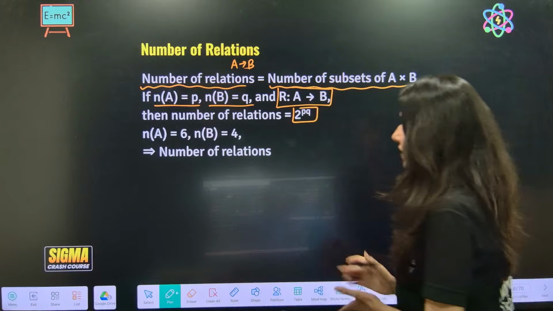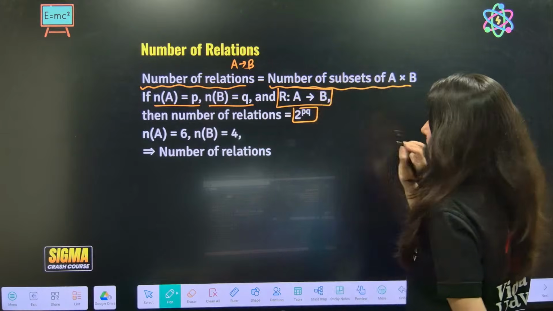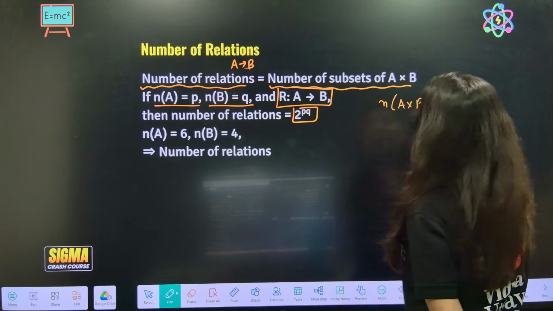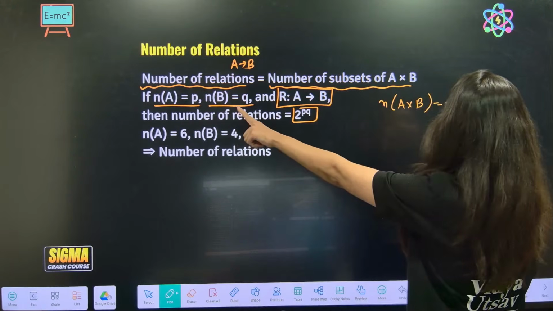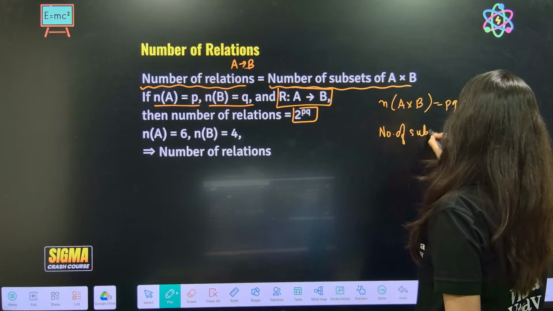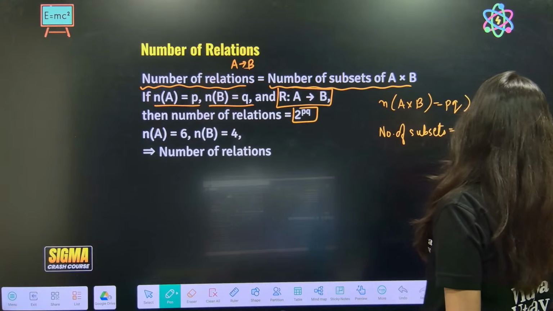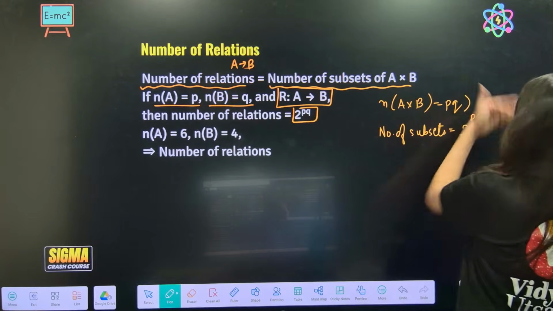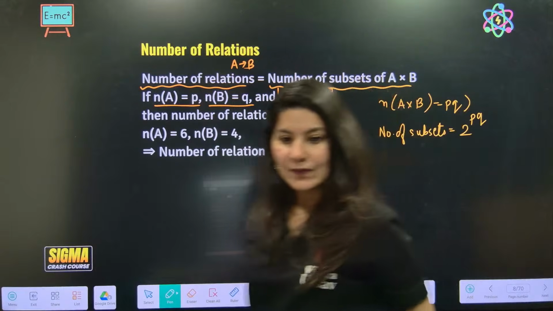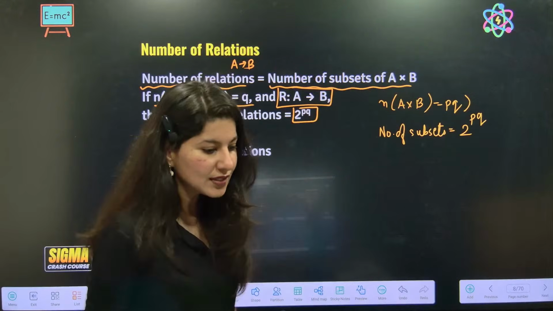Let me tell you. First of all, tell me the cardinality of A cross B. Ma'am, the cardinality of A cross B is PQ. And you know the number of subsets of any set is nothing but 2 power its cardinality. So that's why 2 power PQ, just like this. Can you see?